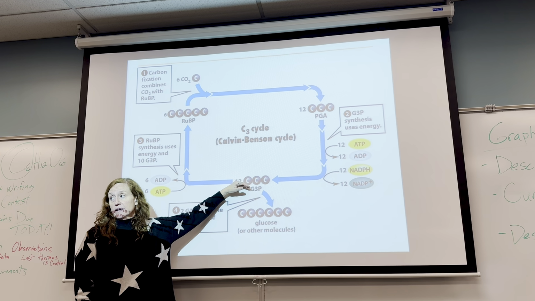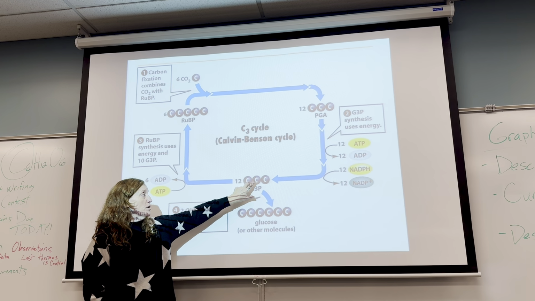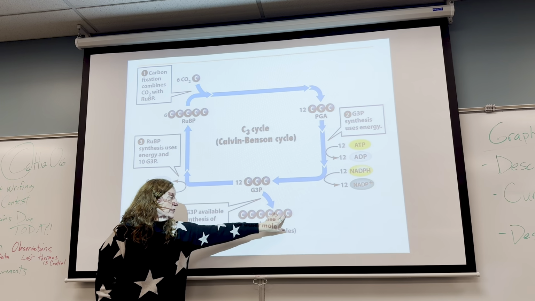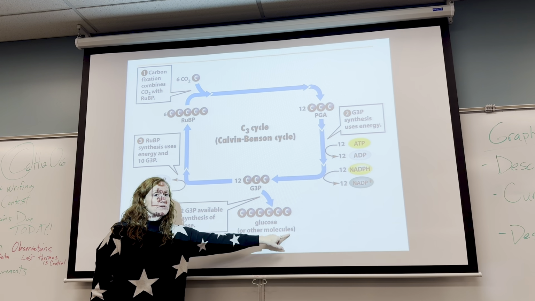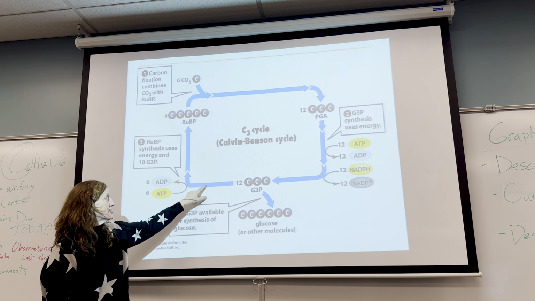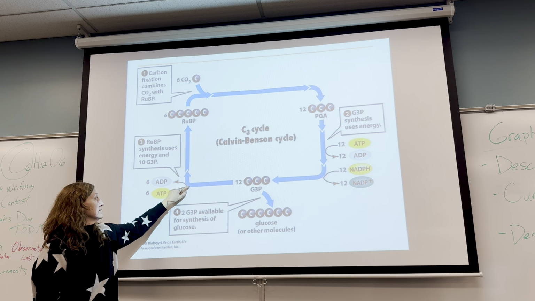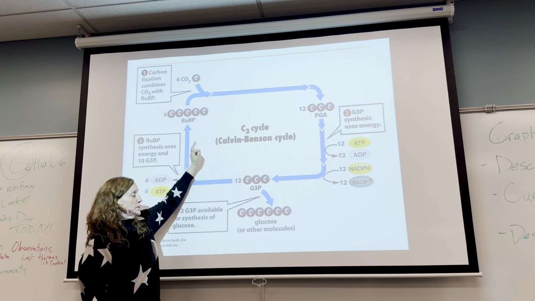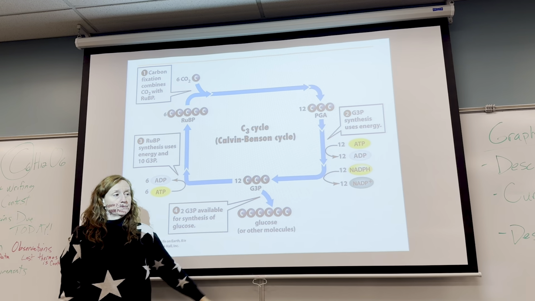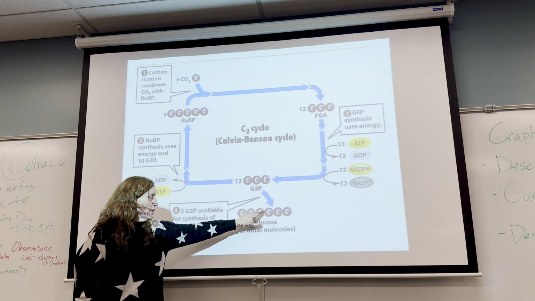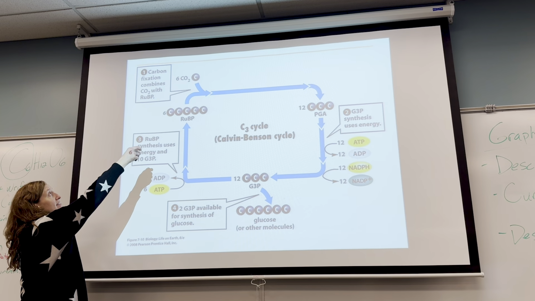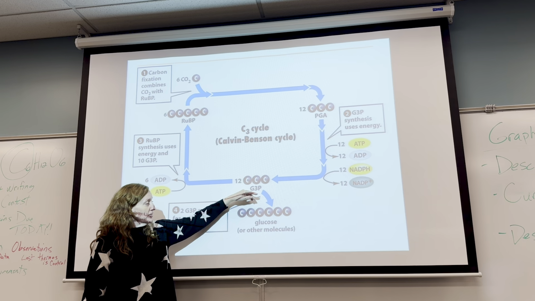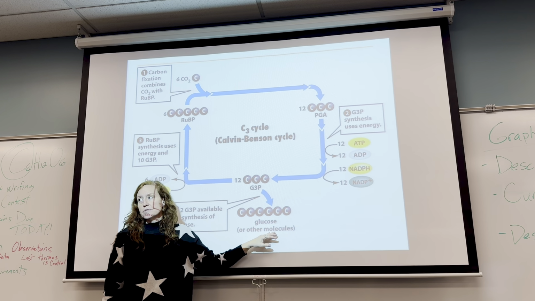Of the 12 G3Ps, you can see here G3P is 1, 2, 3 carbons. 2 of these go off to make our 6 carbon glucose. 10 of these continue on, fueled by the breakdown of ATP, to regenerate RuBP. We make 1 glucose: 1, 2, 3, 4, 5, 6 carbons. 6 carbon dioxides come around through these first half cycles to make the carbons in glucose.